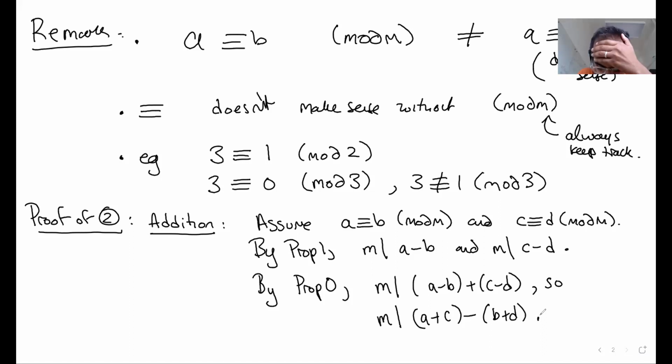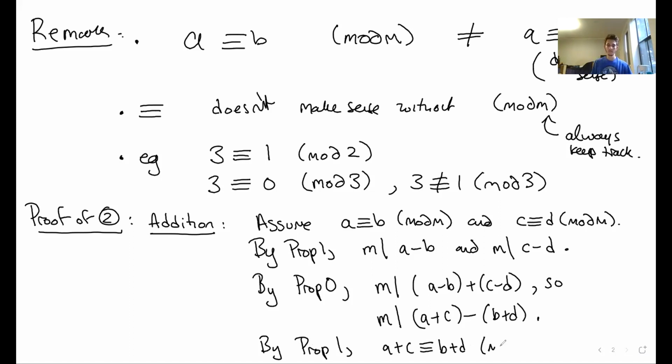So what does that tell me about A plus C and B plus D? They're congruent modulo M. So this is not complicated. It goes back to the fact that if A divides B and A divides C, then A divides B plus C, the proposition we proved at the beginning. Let's do multiplication. That's a little bit more interesting. Multiplication is the first one where if you just try to do it in a bare way with the definition, it doesn't really work out. So let's see.